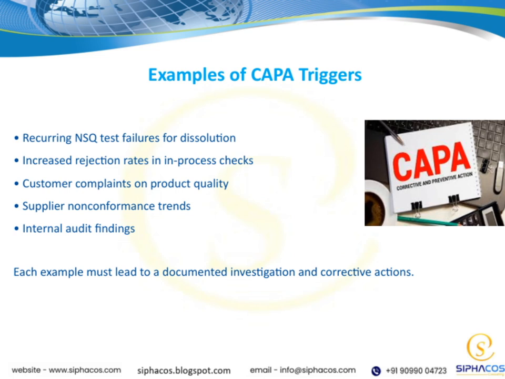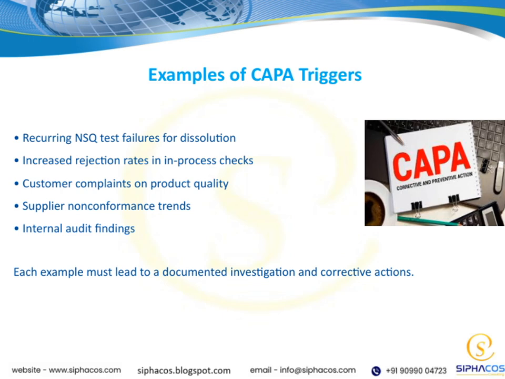If we notice a pattern of suppliers providing nonconforming materials, it affects the overall quality of our products and must be investigated thoroughly. Lastly, internal audit findings can reveal weaknesses or gaps in our processes. These findings often point us toward areas needing corrective action to prevent future issues.